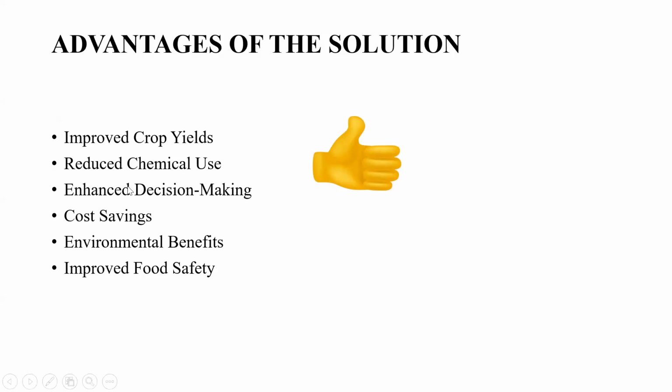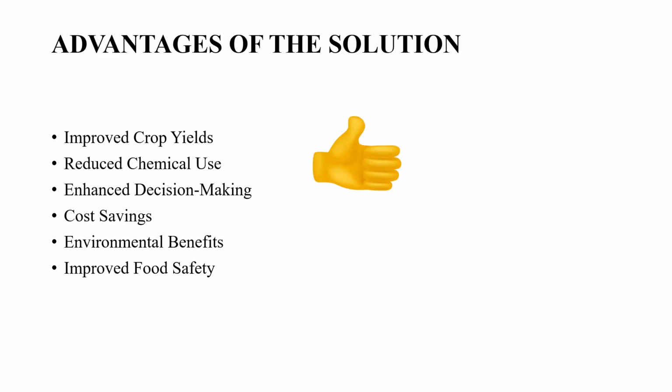The second one is reduced chemical use. Engineered E. coli can detect the disease at an early stage, allowing for targeted treatment, and this reduces the need for chemical fungicides, which can harm the environment and human health. There's also enhanced decision making. Real-time monitoring enables farmers to make informed decisions about crop management, reducing guesswork and improving resource allocation, which leads to more efficient and effective farming practices.